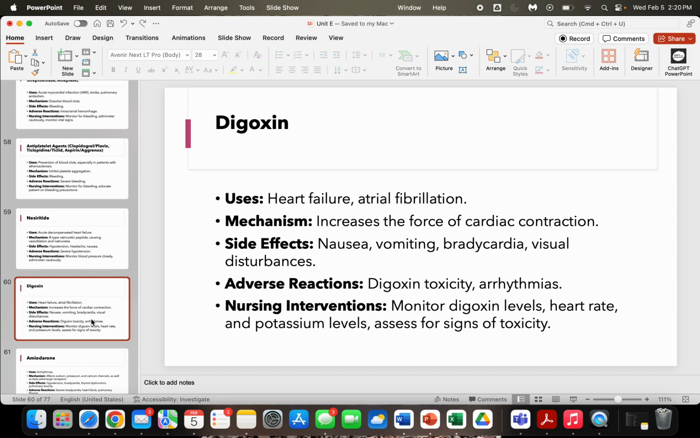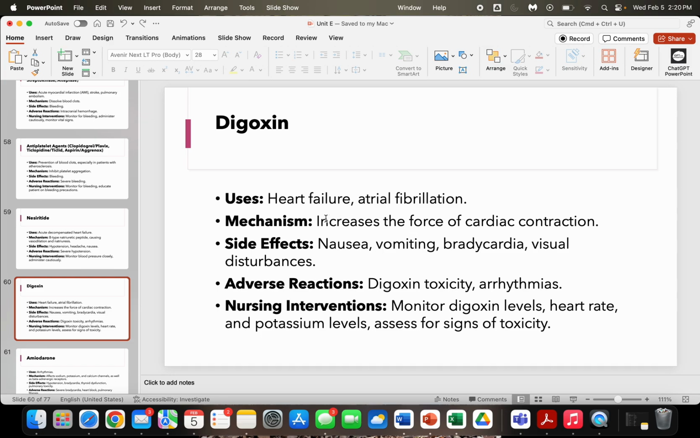Digoxin. So digoxin you will see. It's very common. Pretty familiar with it. It is a primary drug used in heart failure, okay? So if we have a patient with heart failure, one of the things we're trying to do is reduce the workload on the heart.